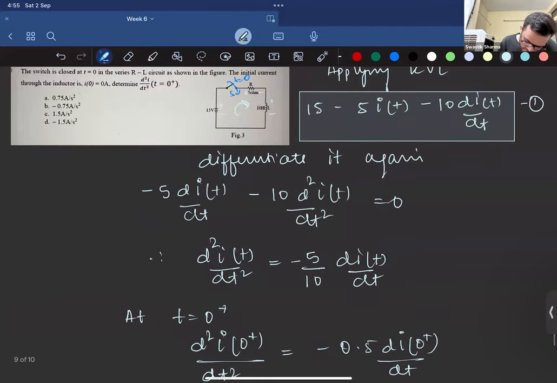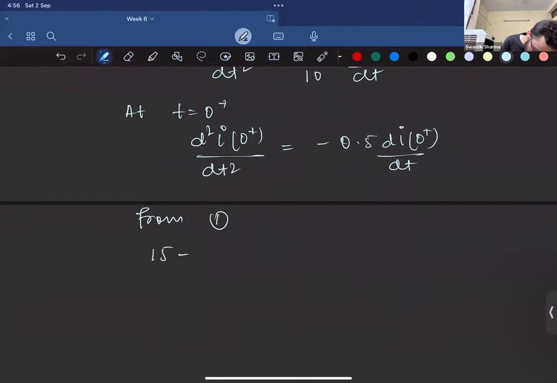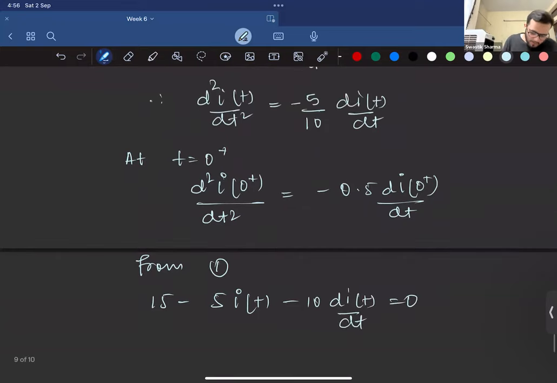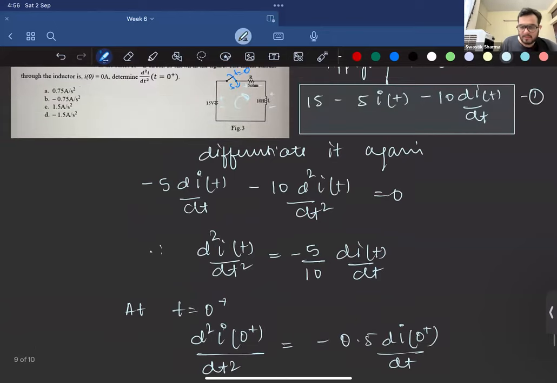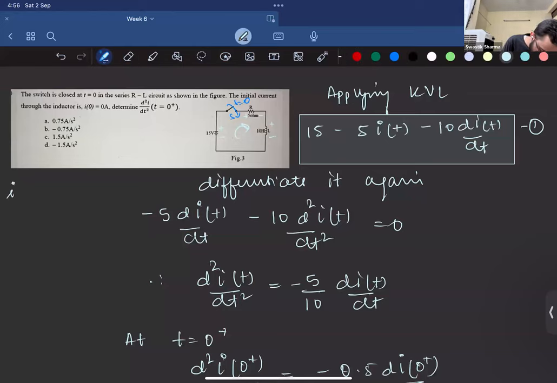Now take this equation again. From 1, we know 15 minus 5i minus 10 di/dt is equal to 0, right? One more thing, since an inductor doesn't allow abrupt change in the current, what would it be? Before the switch was closed, the current was 0. So just after the switch was closed, it would be 0, because it won't allow abrupt change in current.